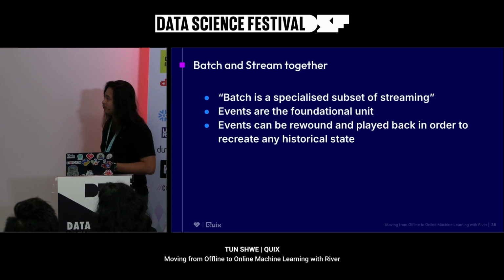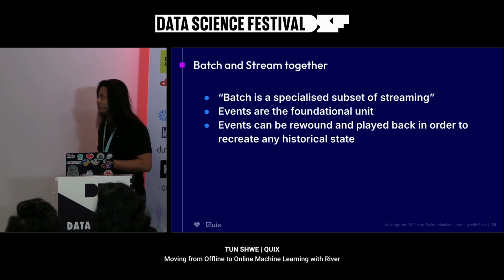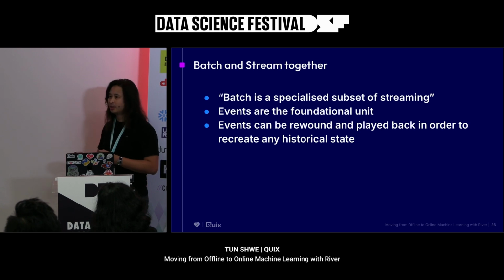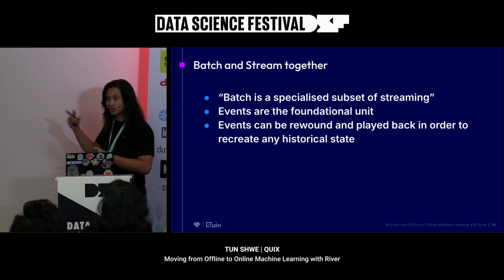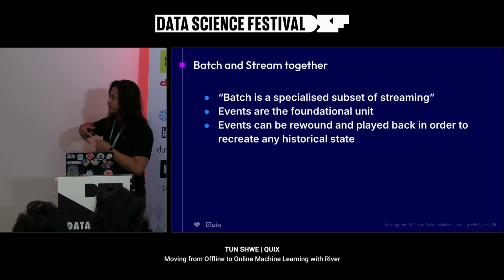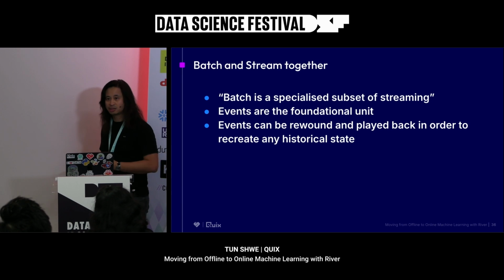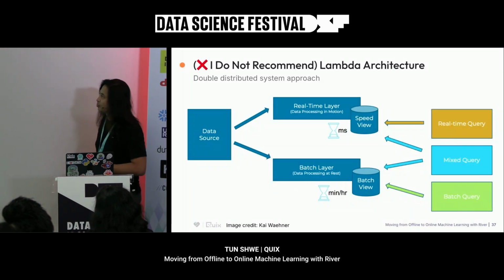The benefit of events being the foundational unit in online machine learning is that the events can be rewound back. You basically have a play-by-play of how you got to the current data set. So you can rewind that using technologies like Kafka, which stores a retention. So you're able to replay all those events back in the correct order that they came in, and you can recreate any historical state. So it's super powerful.